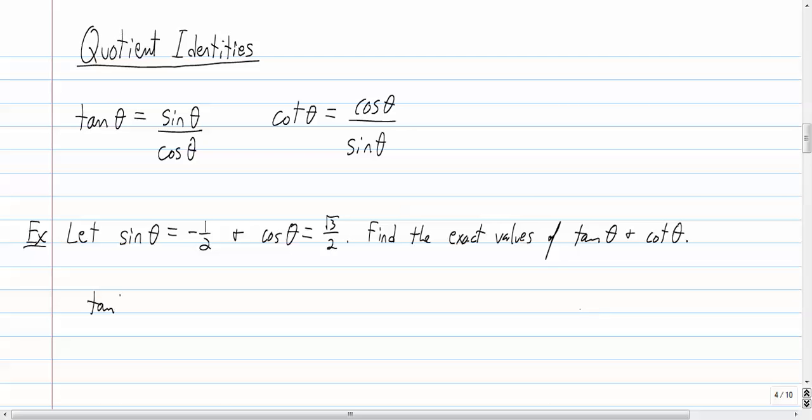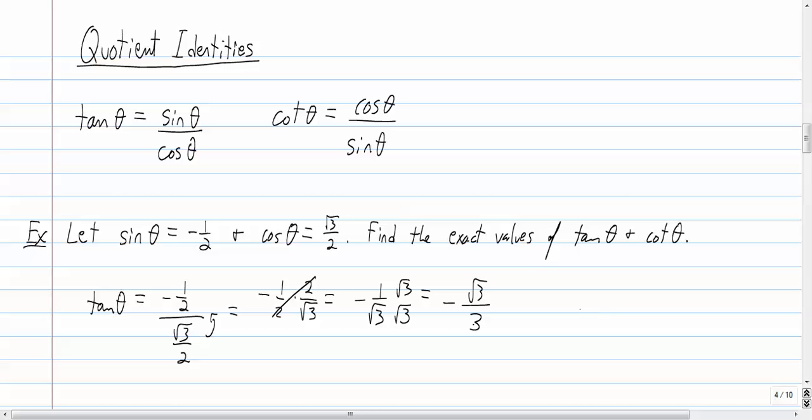Tangent of theta is equal to sine of theta divided by cosine of theta. So that's negative 1/2 divided by square root of 3 over 2. So you want to take your fraction in the denominator, flip and multiply. So that'll be negative 1/2 times 2 over the square root of 3. So we have to flip the fraction. Alright, so that's going to give us negative 1 over the square root of 3. When we rationalize here, that gives us negative square root of 3 over 3.